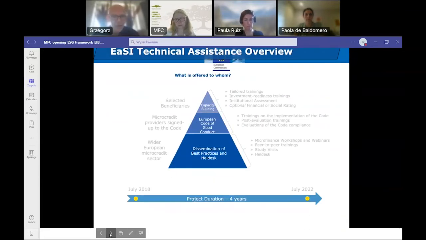I will quickly also describe what kind of activities and what kind of programs are part of EaSI. So on one hand, we have tailored trainings, but also investment readiness trainings. Many microfinance institutions in Europe actually are investment ready and use the support of social investors, but nonetheless there is a group of younger institutions that need this kind of support so that they can over time switch from grant sources to more sustainable financing options, and that is to loans or equity. Institutional assessment, I already mentioned that, with optional financial or social rating.